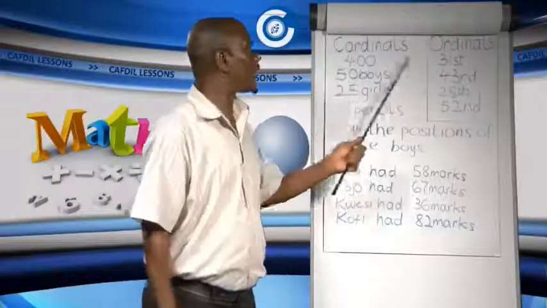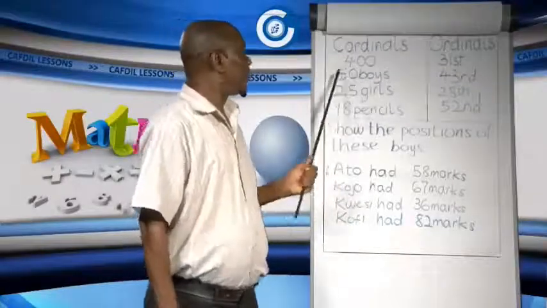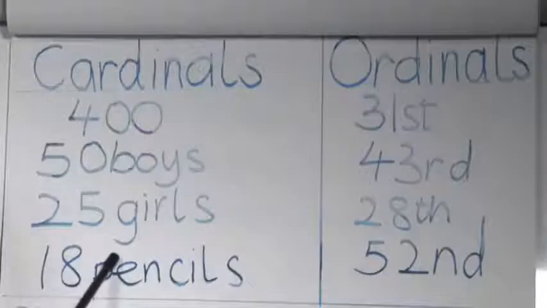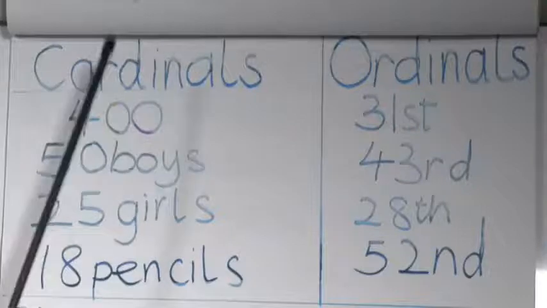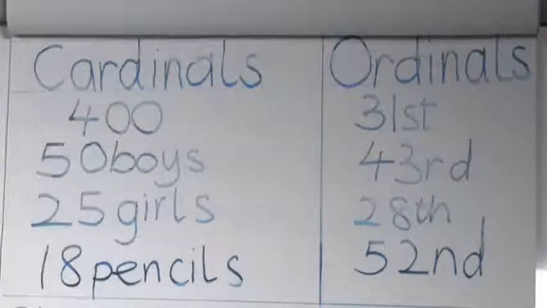We have here 450 boys, 25 girls, 18 pencils. So all these are cardinal numbers.